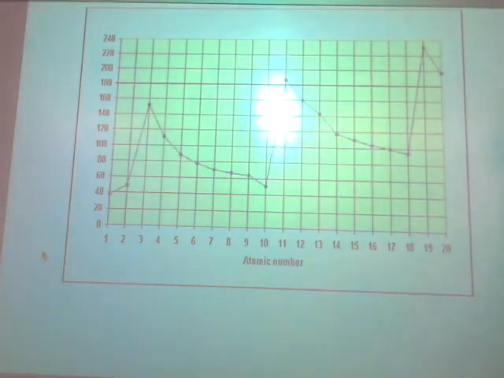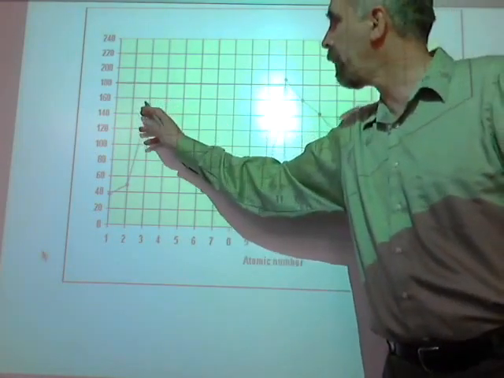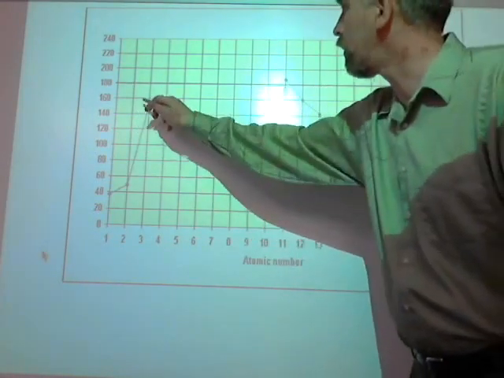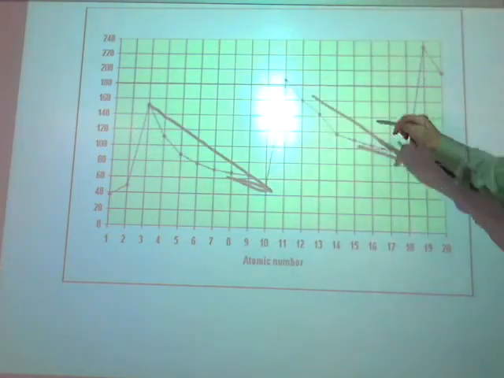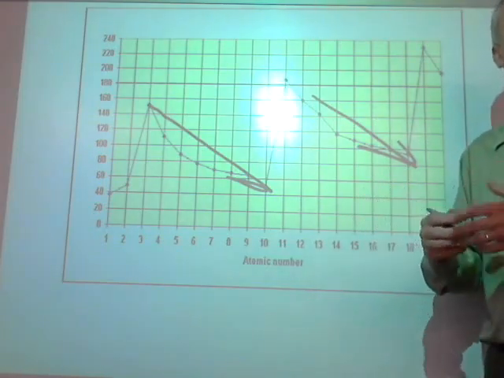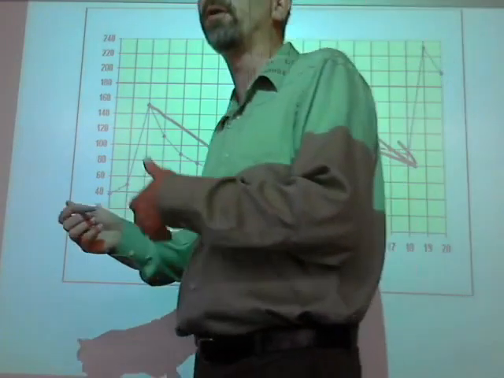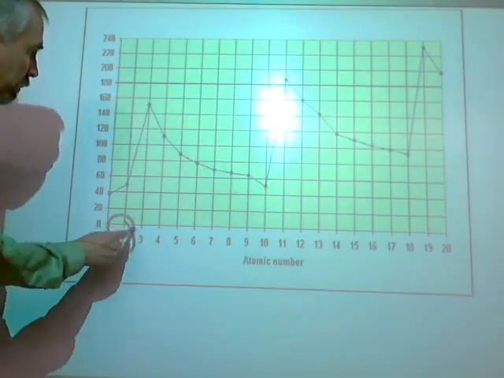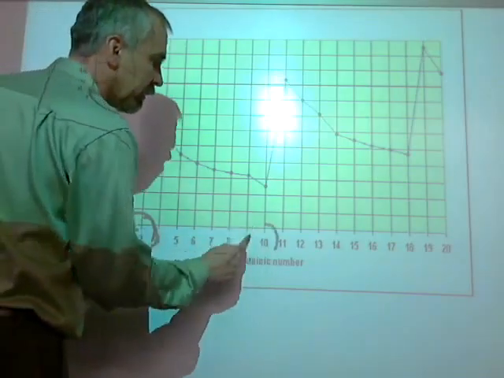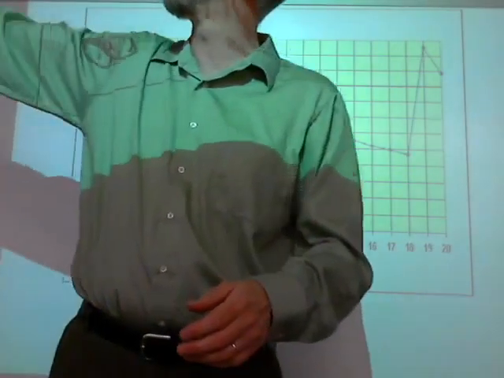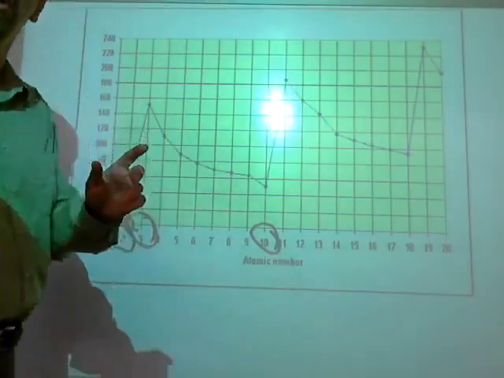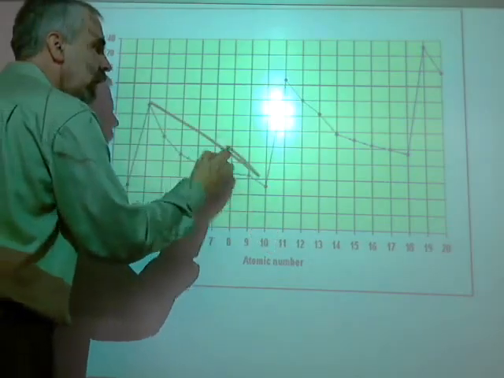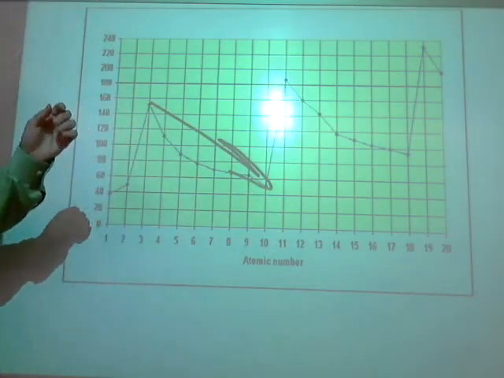The first thing people see in a graph like this is they say, oh, it's going down. It's decreasing as it goes. But decreasing which way? Decreasing as you go down a group or decreasing as you go across a period? Across a period, right? Because here's element 3 to element 10. Elements 3 to 10 are lithium to neon. That's period 2.